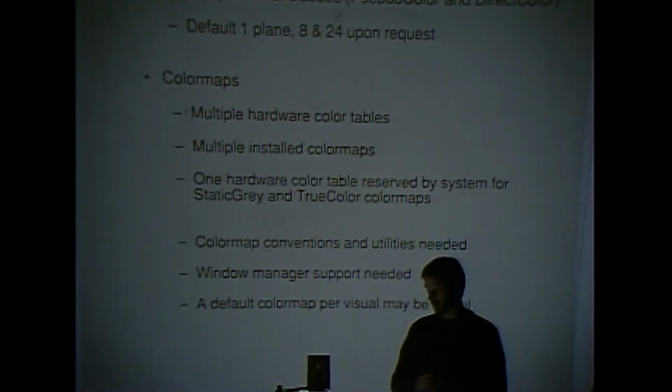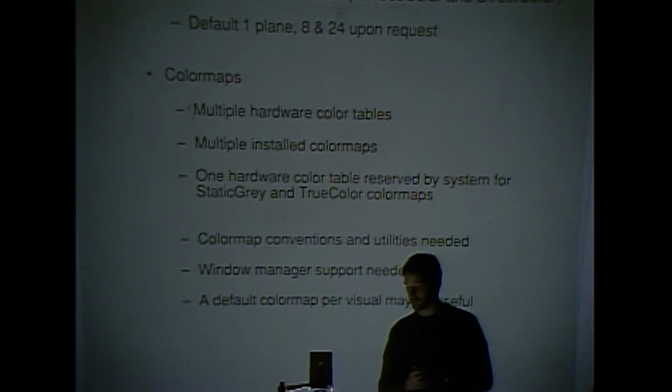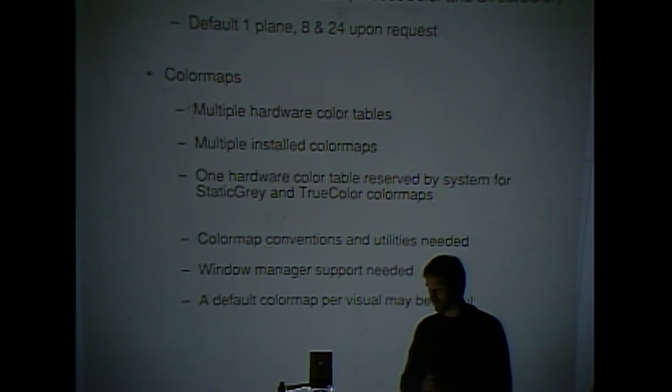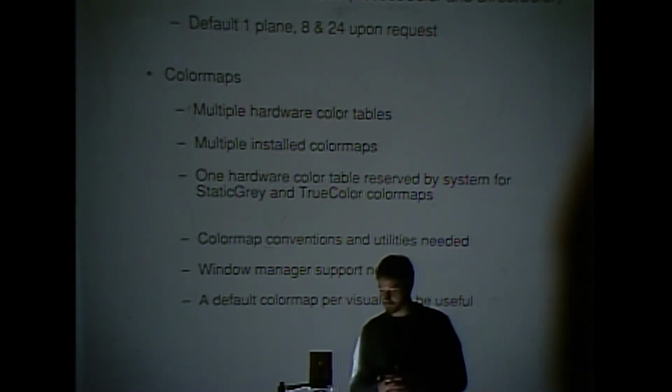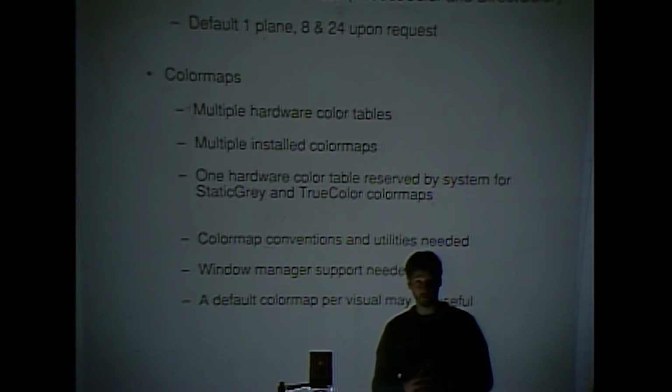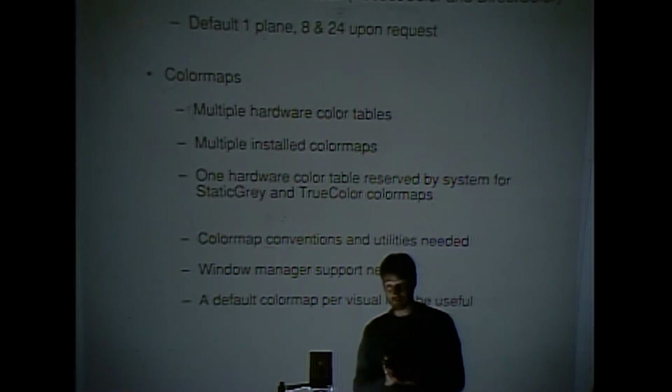The color map environment, our hardware does provide multiple hardware color tables, and into those we can install simultaneously multiple color maps. One choice we did make was to reserve one of the hardware color tables for system use to provide static gray and true color maps. In our environment that made sense because the vast majority of the 24-plane windows, direct color windows, or true color windows, needed a particular kind of color map. We chose a gamma corrected color map for the true color.